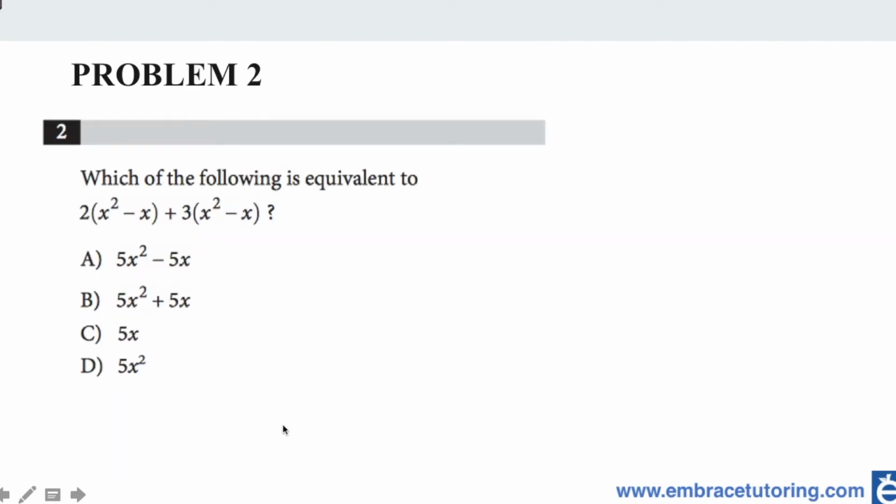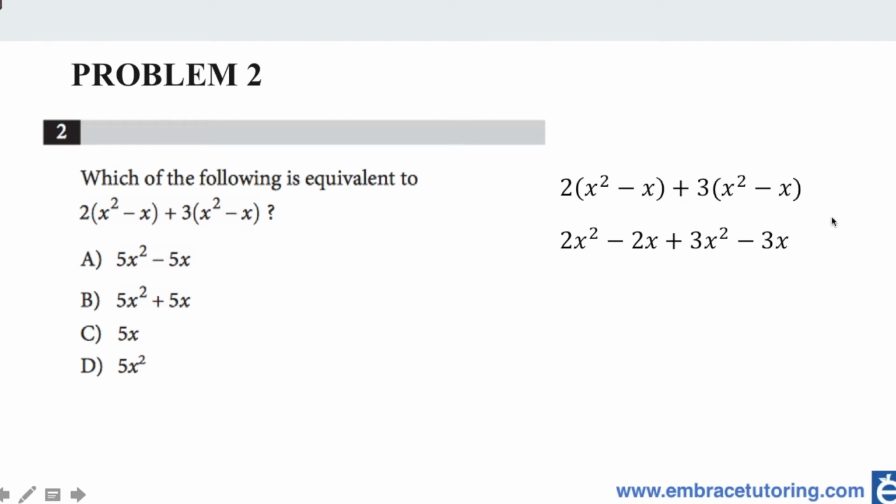Now moving on to problem 2. Here I see, which of the following is equivalent to 2 times (x squared minus x) plus 3 times (x squared minus x). And I see here these are also like terms, but what I could do is simply distribute these through. And when I distribute, I'm going to get 2 times x squared minus x. And when I distribute this, I'll get 2x squared minus 2x plus 3x squared minus 3x.